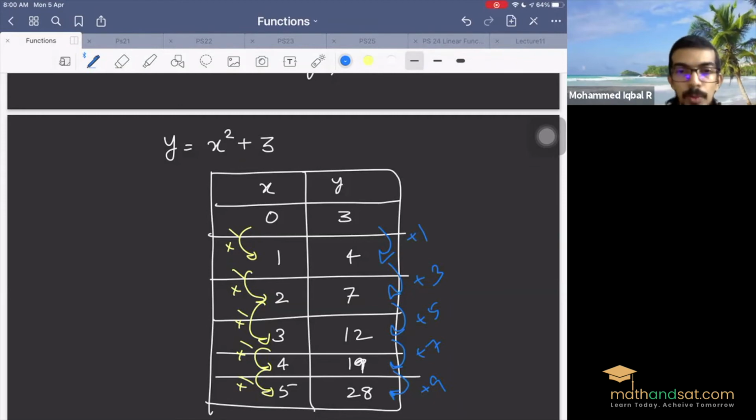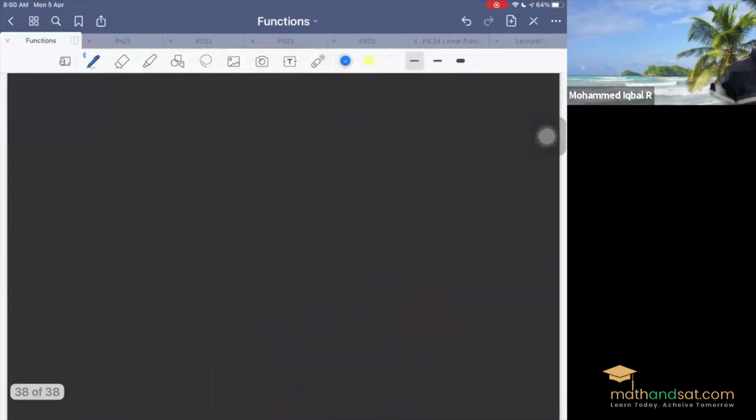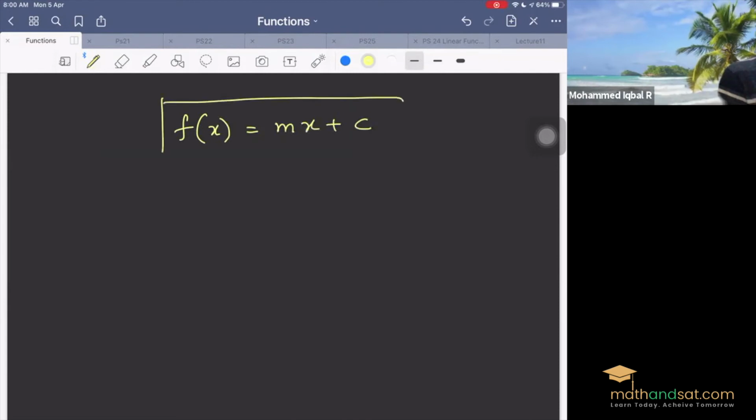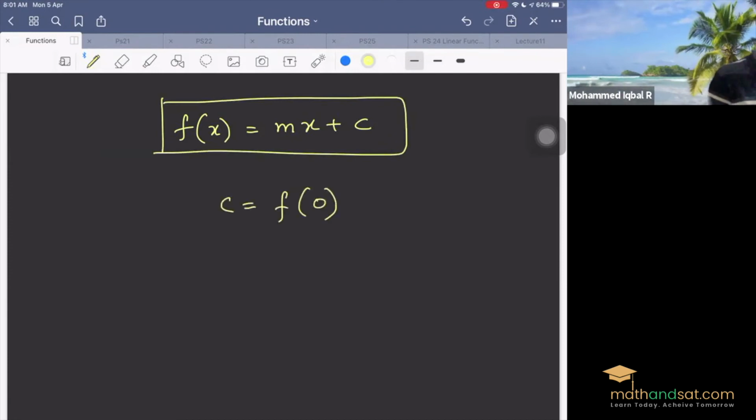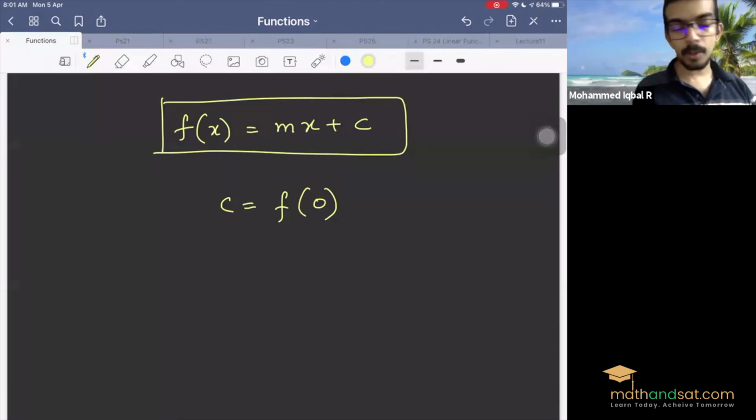Now, one more thing I want to make clear is that sometimes the function will be represented in this form. Instead of y is equal to mx plus c, they can give it in this form: f of x is equal to mx plus c. In this case, c is nothing but your f of 0. What does f of 0 signify? f of 0 signifies the function value when your input value is 0. When your input is 0, what is the output?